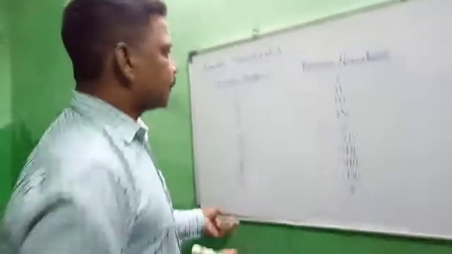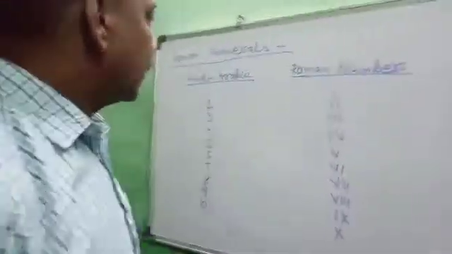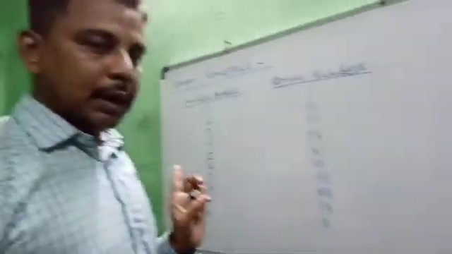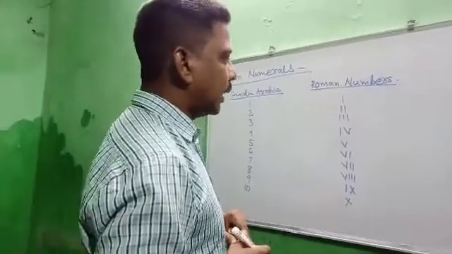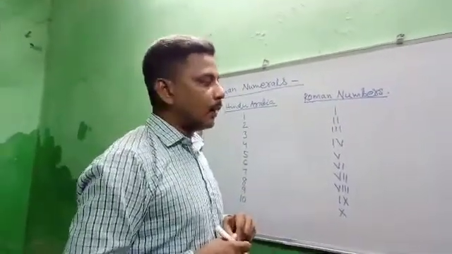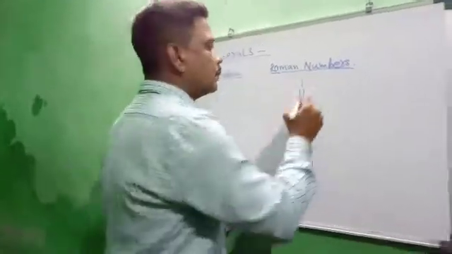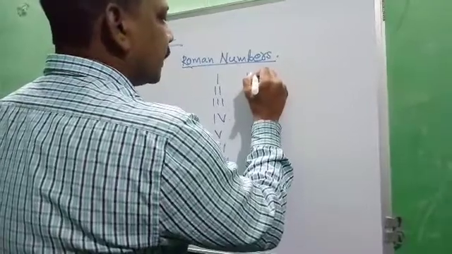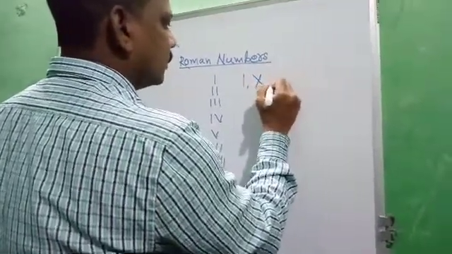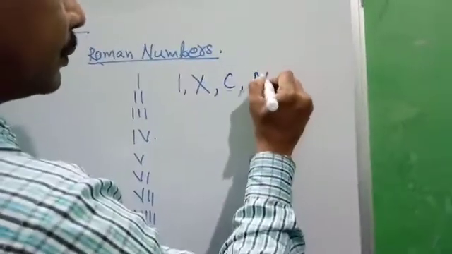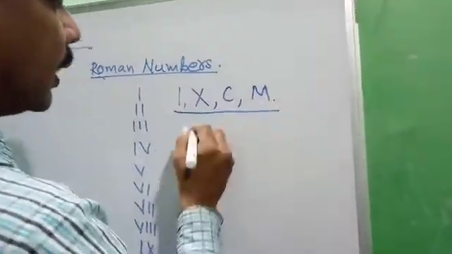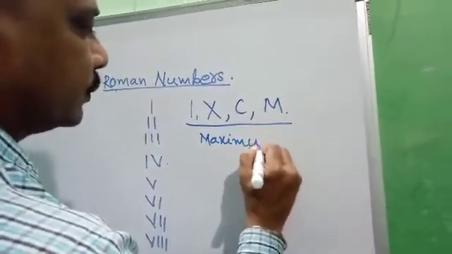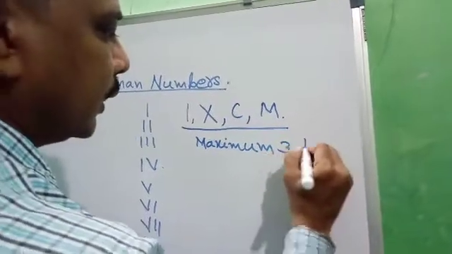Okay, and no letter can be written up to 4 times. We have to write some letters a maximum of 3 times. For example, I, X, C and M. These 4 letters are used a maximum of 3 times.